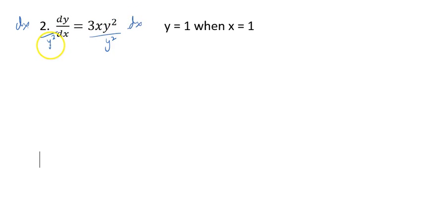Now when I say divide by y squared, you have to think of that in terms of powers because we're getting ready to take an antiderivative. So that's a -2 power. And over here, I just have the 3x left and my dx. The dx is canceled here. So I have y to the negative 2 dy equals 3x dx.